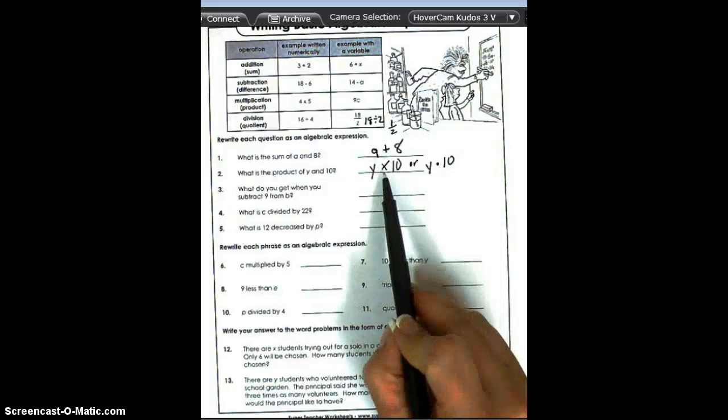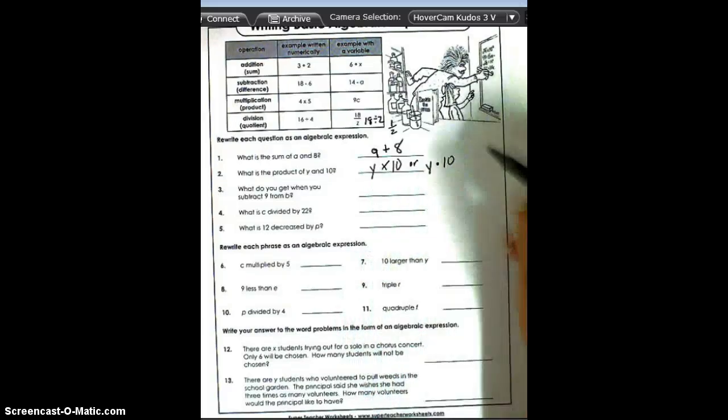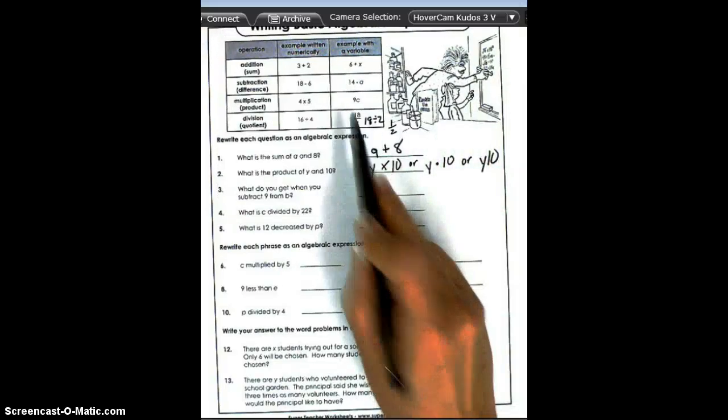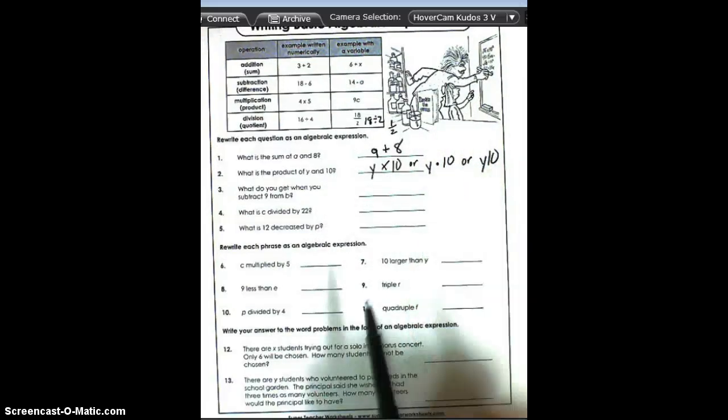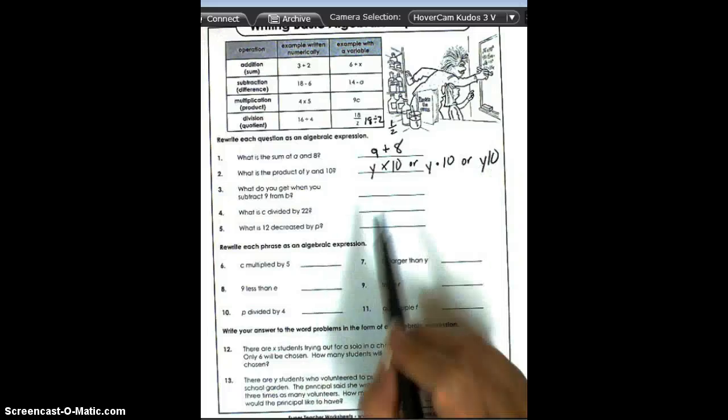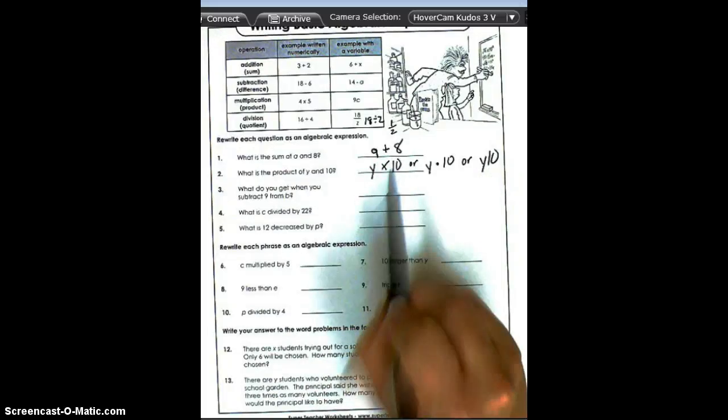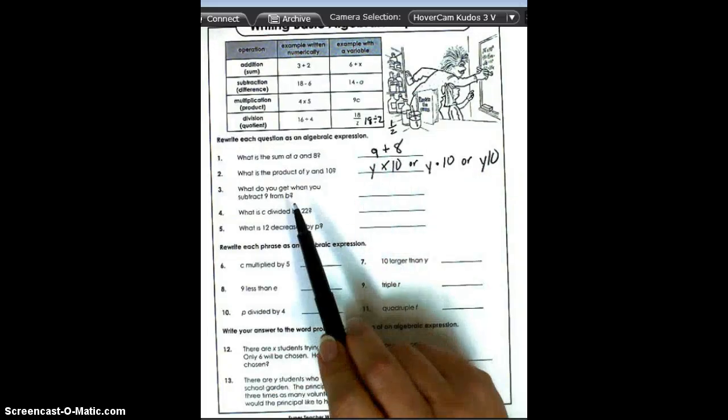When I look at this, the times sign starts to look like an X, so it gets confusing. So sometimes you'll see it written this way, or sometimes you'll just see right next to it, as they did in this example. So when you see a letter right next to a number, that indicates multiplication. This is fine for 5th grade, but just so that you're aware that there are other ways to write multiplication.